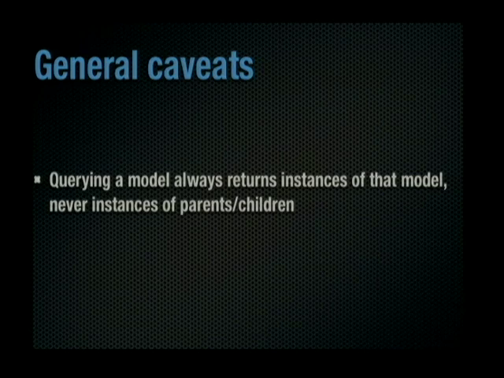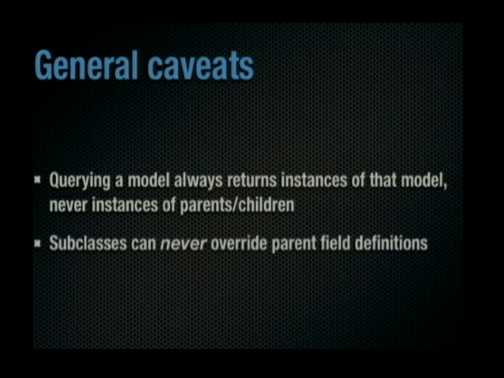Some general things to know about inheritance. Querying a model will always return instances of that model. You will never get instances of the parent model. You will never get instances of any child models. You have to explicitly traverse those relationships yourself. Subclasses can never, under any circumstances, override field definitions in their parents. This is a really important thing, even with abstract models where we wouldn't necessarily be creating something. This basically makes the Liskov substitution principle work in Django, for those of you who did the computer science background. You should always have the same set of fields on a subclass as you have on the parent class, at least. You can add fields, you just can't replace or delete them.